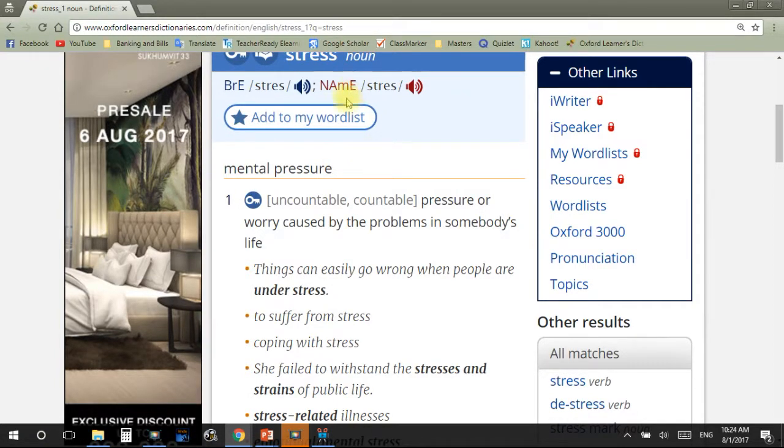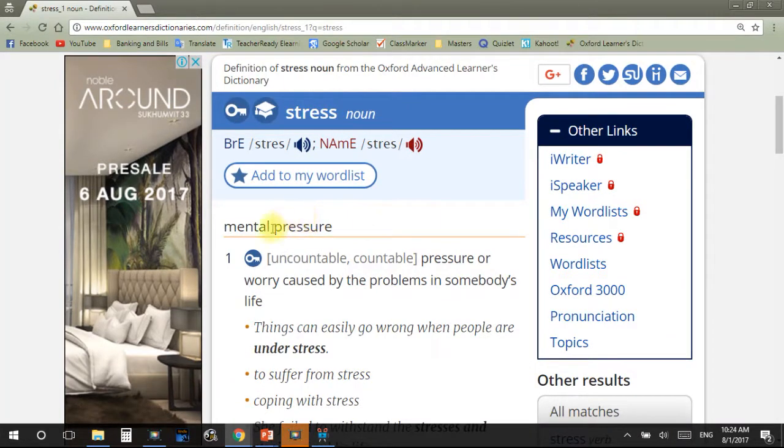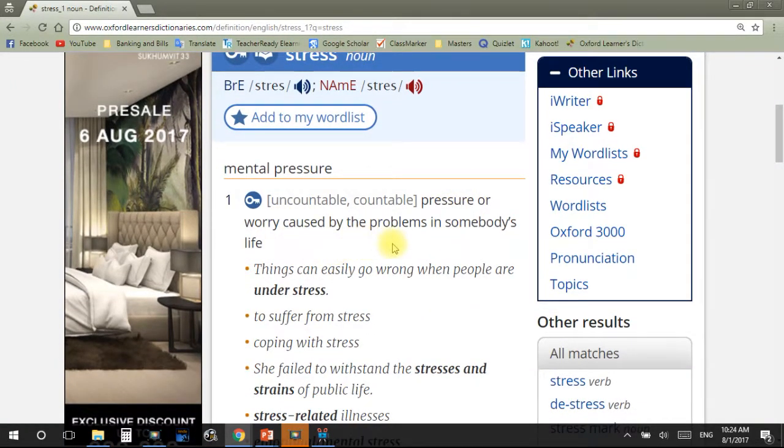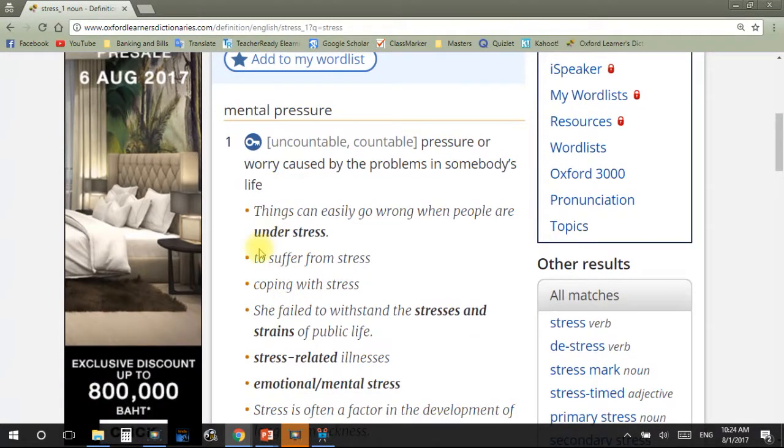Also, we see that the Learner's Dictionary will tell us whether the noun is countable or uncountable or both. So we can see some examples here. Things can easily go wrong when people are under stress. In this case, stress is going to be uncountable. Here, to suffer from stress, coping with stress, etc., we see many different common phrases that we can use with the noun stress.